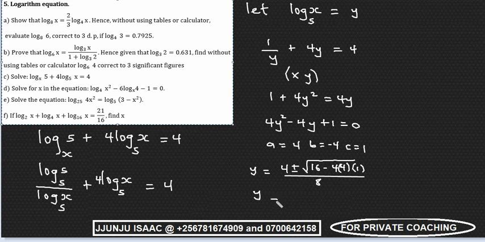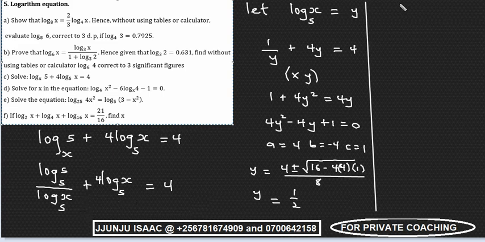And you can see that our y is going to be, the root is 0, the square root of 0 is 0. So we just have 4 over 8. It is just a half. Since b squared minus 4ac is equal to 0, we have only one root. Okay, so now from that, we need to come back and find x.